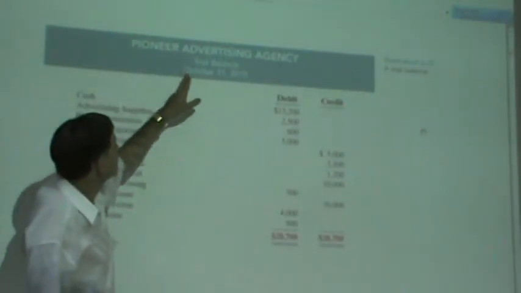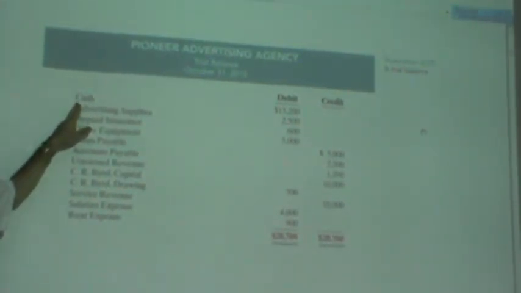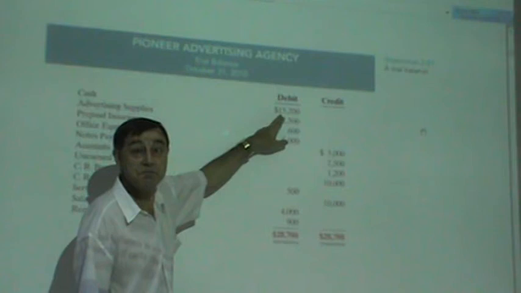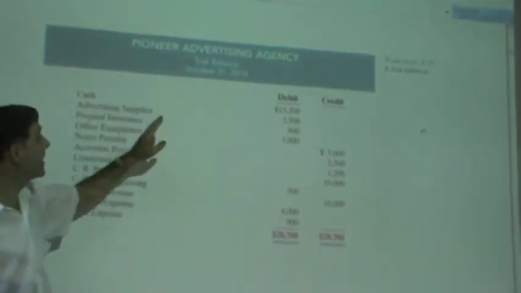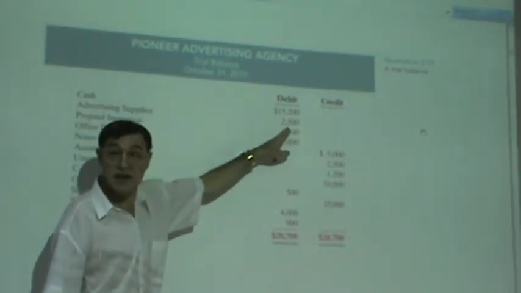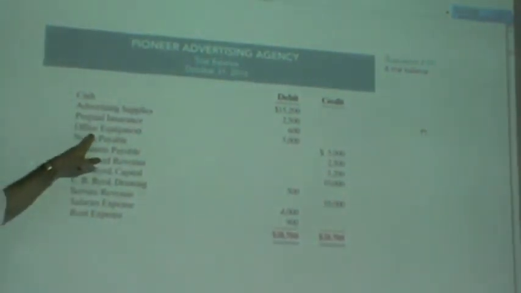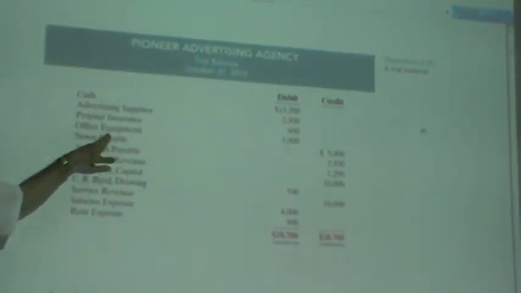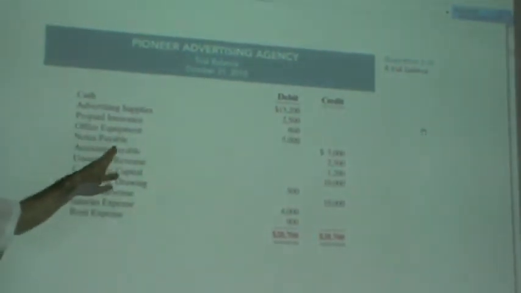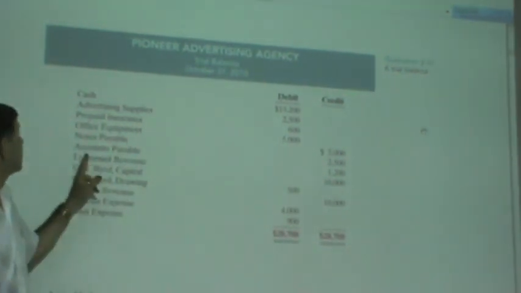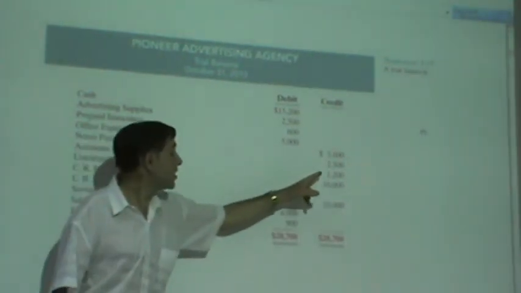And this is what a trial balance looks like. Cash is a debit account, so it's got a debit balance, 15. Advertising supplies is a debit account, so it has a debit balance. It's got 2,500. Office equipment, okay, prepaid insurance, debit account, office equipment, debit account, notes payable, credit account, account payable, credit account, unearned revenue, credit account.